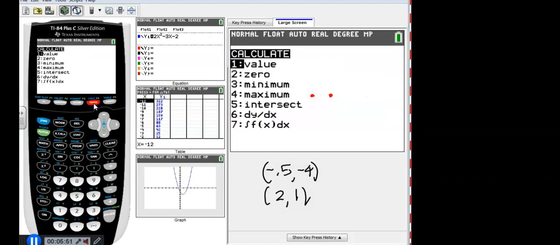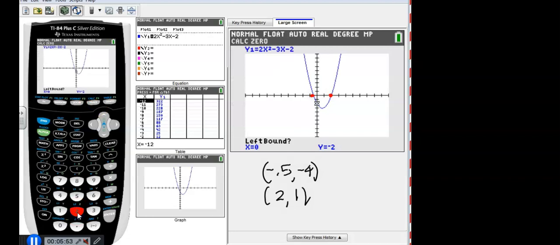Try that one more time, number 2. Left bound, we're going to go to the left of the x-axis, hit enter. Right bound, hit enter, and it's going to say guess. So it's telling us that one of the x-intercepts is negative 0.5.